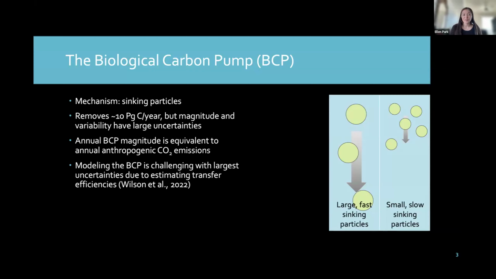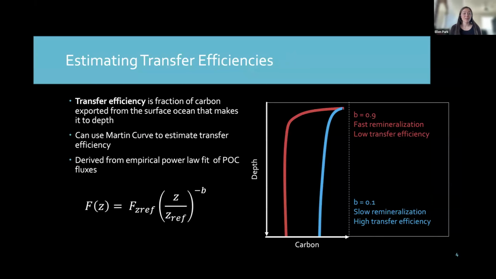When we're thinking about carbon and the carbon cycle, we're often thinking about it in the context of climate change, and modeling the biological carbon pump has been challenging because there are large uncertainties in estimating the transfer efficiencies. The transfer efficiency is the fraction of carbon exported from the surface ocean that makes it to depth, and we can use the Martin curve to estimate these values. You can see the equation below, derived from an empirical power law fit of particulate organic carbon fluxes. Here are schematics of sample carbon profiles with depth that have the same amount of carbon in the surface under two different scenarios.